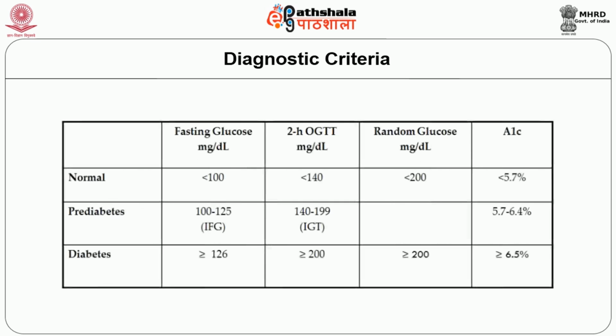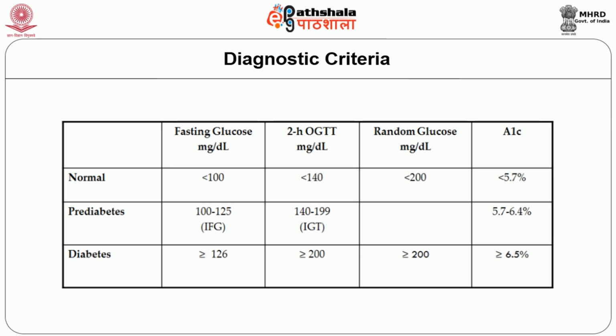So the diagnostic criteria to say diabetes. Let's see. The fasting plasma glucose value, if it is less than 100, it is normal. If the value is between 100 to 125, it is called impaired fasting glucose. If the value is more than 126, it is diagnosed as diabetes. After a 2-hour OGTT, that is oral glucose tolerance test, a value less than 140 is normal, a value between 140 to 199 is called impaired glucose tolerance. This is pre-diabetes. A value more than 200 is diagnosed as diabetes.